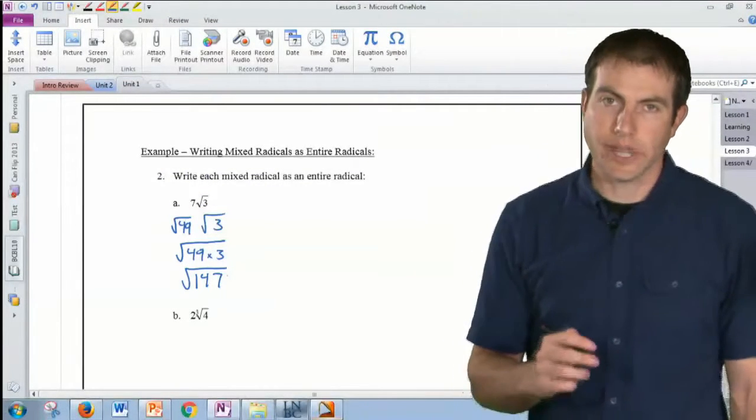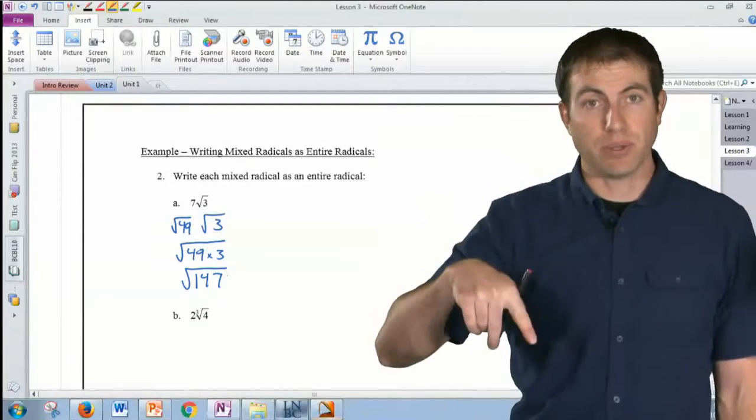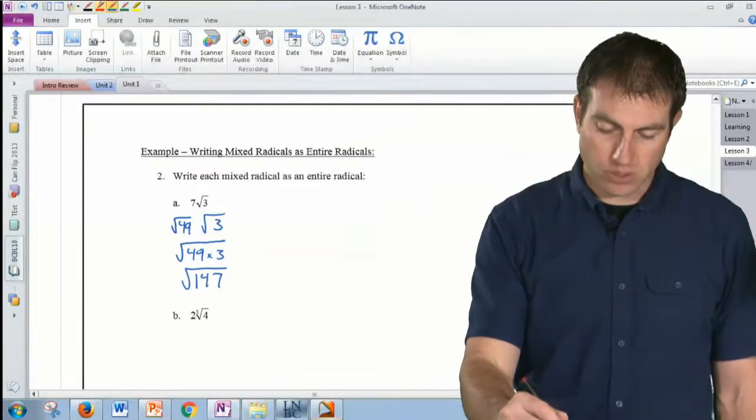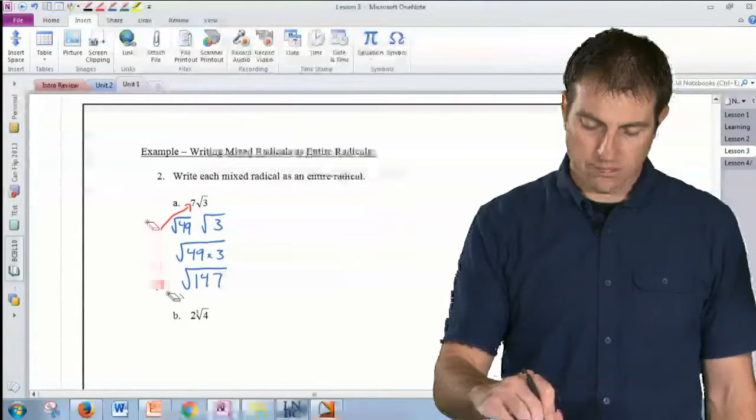Whoa, crazy. So this is the exact opposite process of what we just did on the previous question. On the previous question, we would have started here and worked to the answer, the 7 root 3. In this question, we're actually starting at the 7 root 3, and then we're going that way to get it as an entire one. Let's look at an example.